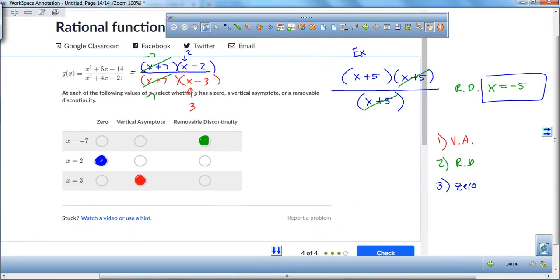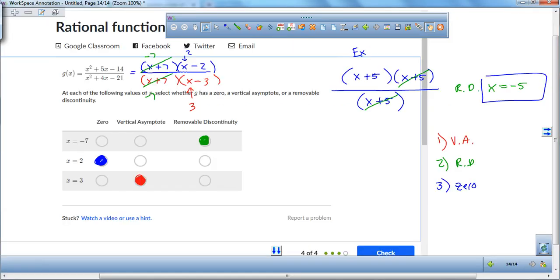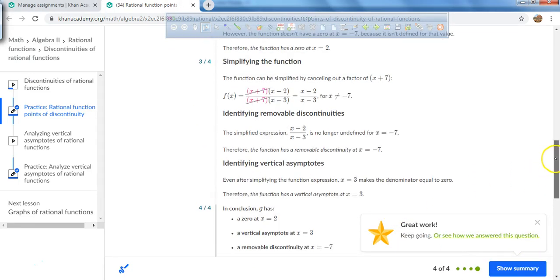But we're going to go ahead and plug these in. We had a removable here. We had a 0 right there. And we had a vertical asymptote there. Make sure. Yep. And there we go. All right, so we're going to take a look at step-by-step solutions, see what they do. Looks like, oh, there they go. They cancel them out. And it lets you know how to identify the asymptotes and how to identify the zeros.